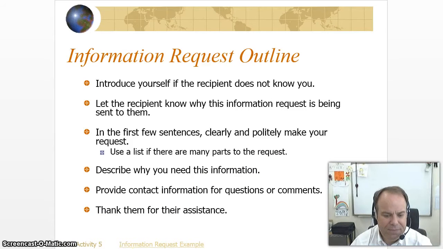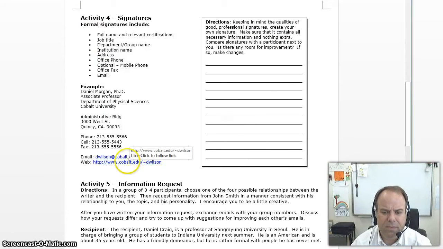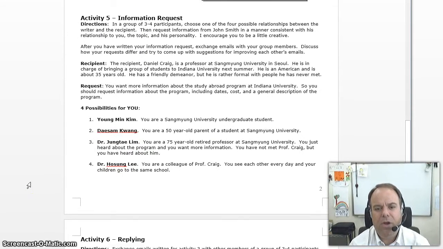So let's take a look at activity 5. So here, you're going to make an information request. So what I'd like you to do, and I know this is more of a group activity, but I think we can do this individually regardless. I would like you to pick one of the characters you see below, and I've described a number of different people and given them some characteristics. You have Youngmin Kim. Youngmin Kim is a Sangmyung University undergraduate student, probably similar to you. Daesam Kwang is a 50-year-old parent of a student at Sangmyung University, so maybe one of your parents. Dr. Jungtae Im is a 75-year-old retired professor, so he's a very senior professor. Okay, you've heard about the program and you want more information.